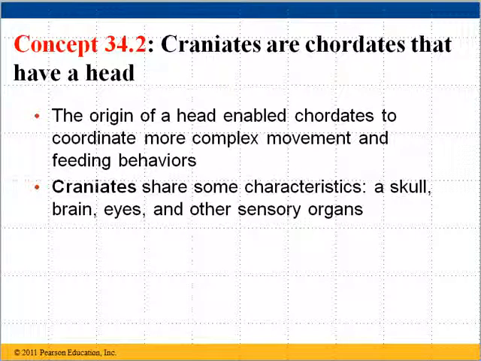So we'll move on to some more chordates. Let's start with creatures that have a head. We have to have a head, potentially a spinal cord. So concept 34.2: the craniates are chordates that have a head. They originate a more complex nervous system, movement, feeding, ears, a central brain.